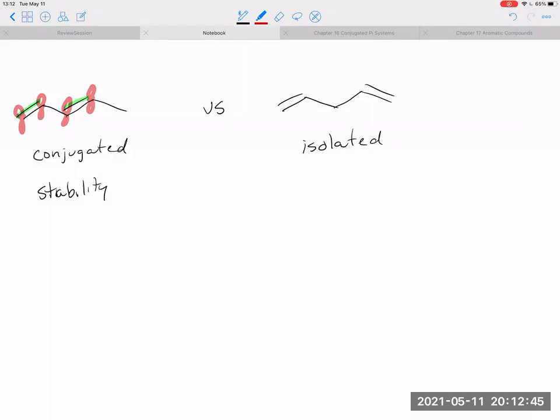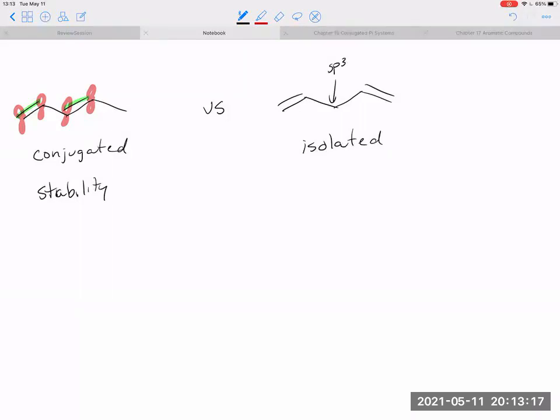What is it about our isolated diene over here that messes that up? There's no chance for resonance. No chance for resonance, and why? Which atom here is messing everything up? That middle one is sp3 hybridized. Exactly. This one is sp3 hybridized, and that's the key. sp3 hybridized means it doesn't have a p orbital that can participate in this network.